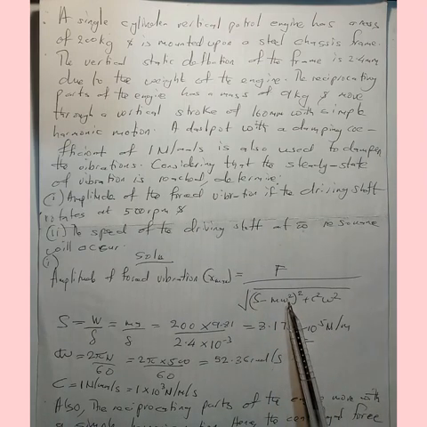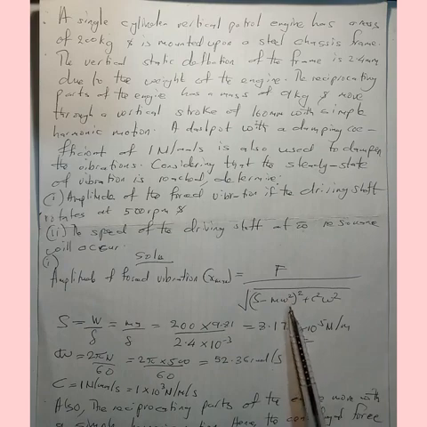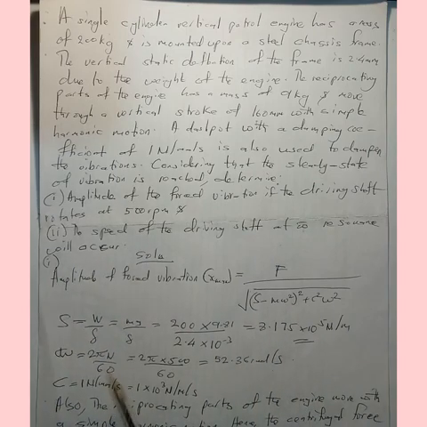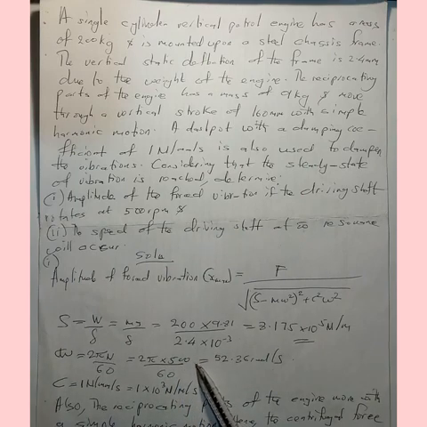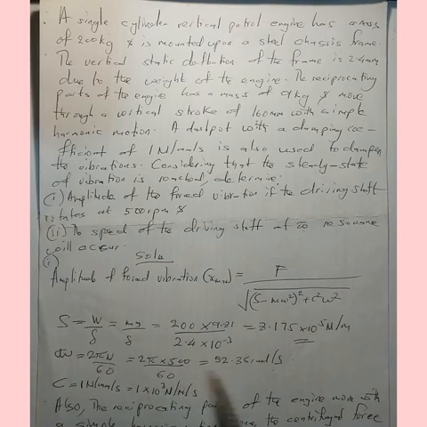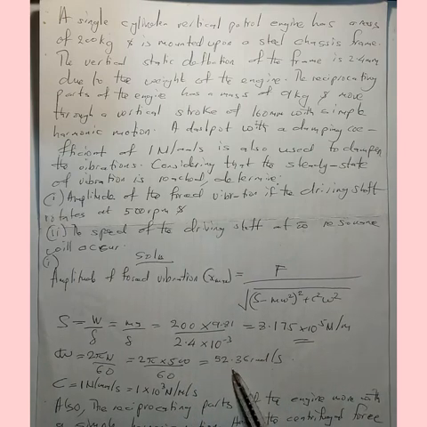Now we need to find our omega. We need to find the frequency, which is omega in rad per second. Omega in rad per second is given by 2 pi n over 60. From the question we've been given n as 500 rpm. So we have 2 pi 500 over 60, and that is 52.36 rad per second. So omega, our frequency, is 52.36 rad per second.